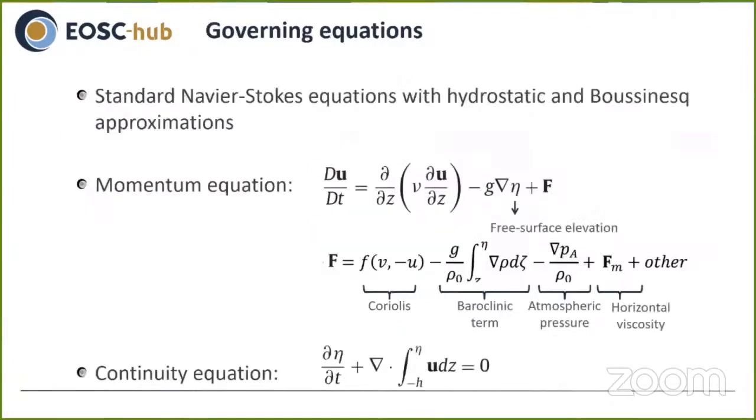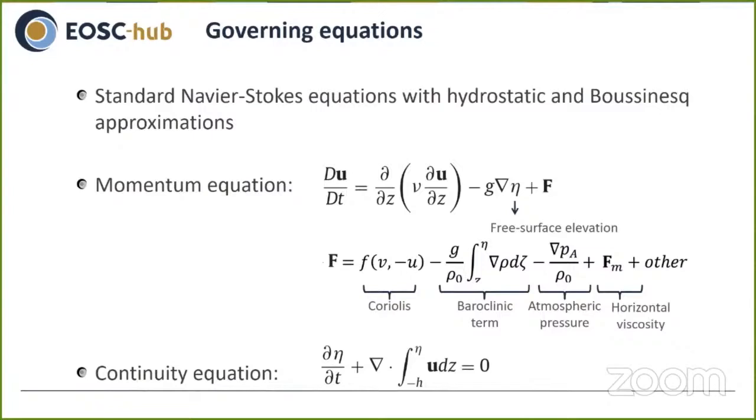Regarding the governing equations, coastal circulation is described with Navier-Stokes equations. Here we focus on standard Navier-Stokes equations with hydrostatic and Boussinesq approximations, including the momentum equation and the continuity equation. The momentum equation relates the sum of the forces acting on an element of a fluid to its acceleration. It considers changes in the free surface elevation, the vertical and the horizontal viscosity, and other forces such as the Coriolis effect, the baroclinic term, and the atmospheric pressure.